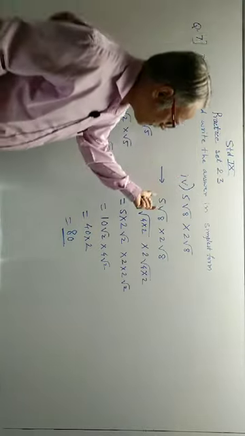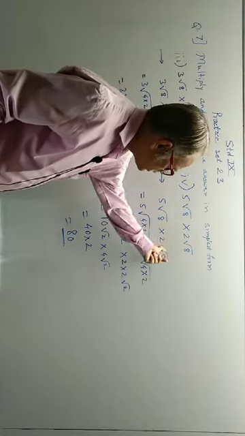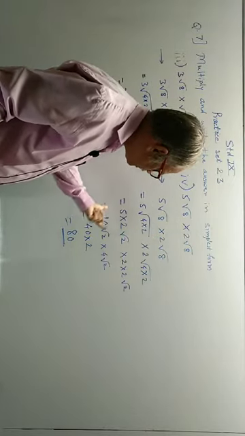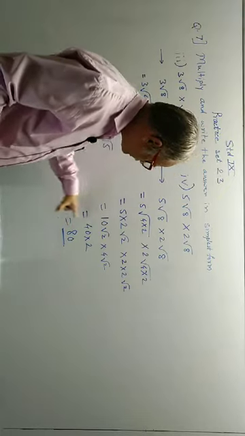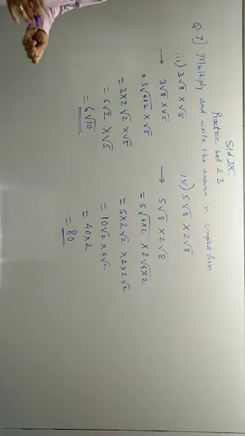We stick to our method of simplifying first and then doing the product. If you do directly 5 into 2, 10, into root 8 into root 8 is 8, 10 into 8, 80, you will get it in 3 steps. Here we did it in 4 or 5 steps.